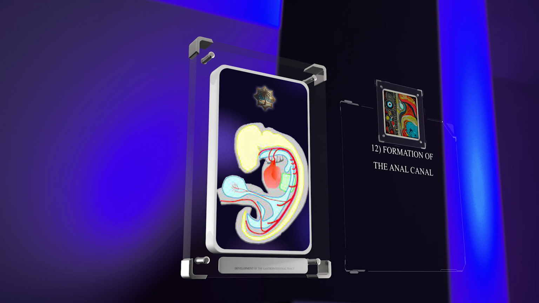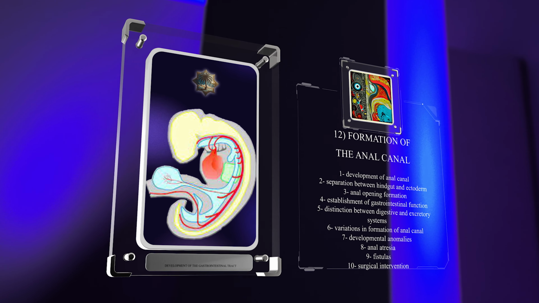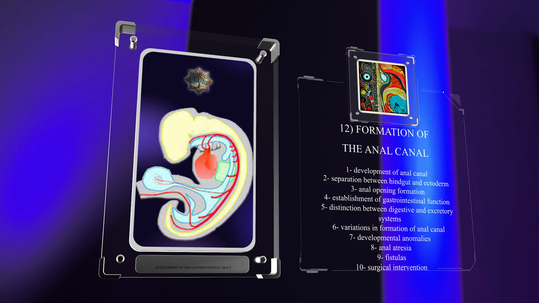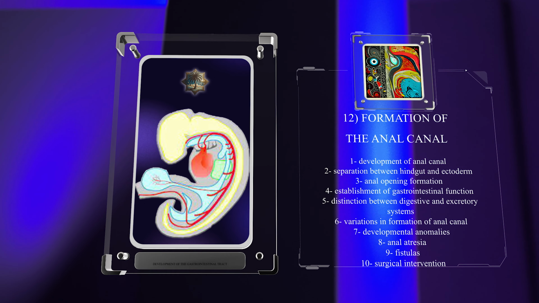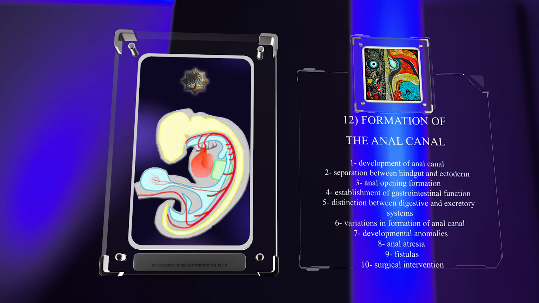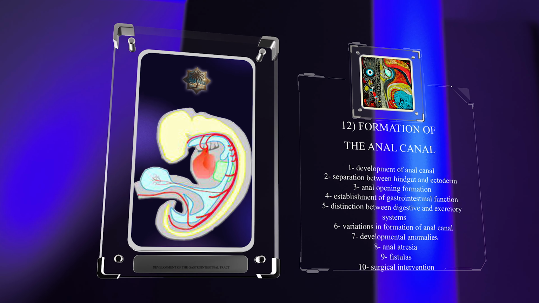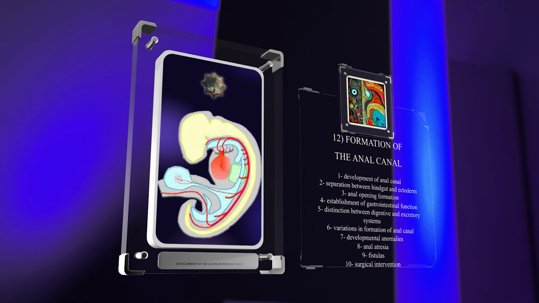During the development of the anal canal, a separation occurs between the hindgut and ectoderm, leading to the formation of an anal opening. This separation is critical for the establishment of proper gastrointestinal function and the distinction between the digestive and excretory systems. Variations in the formation of the anal canal can result in developmental anomalies, such as anal atresia or fistulas, which require surgical intervention or corrective measures.